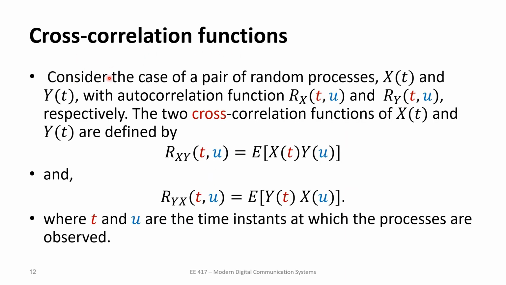The cross correlation is when we have two random processes, x and y. Remember that the autocorrelation function is from the variable to itself, rxx or ryy, at two different instances of time. We can call them t1 and t2, or we can call these instances of time t and u. These are just dummy variables. The two cross correlations, we can have rxy or ryx, where we take the expectation of the product.